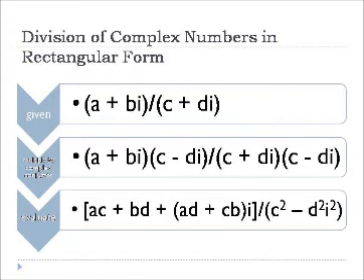Division of complex numbers in rectangular form. You divide the first term by the second term. Since imaginary numbers are not allowed in the denominator when simplifying, the numerator and denominator shall be multiplied by the complex conjugate of the denominator.